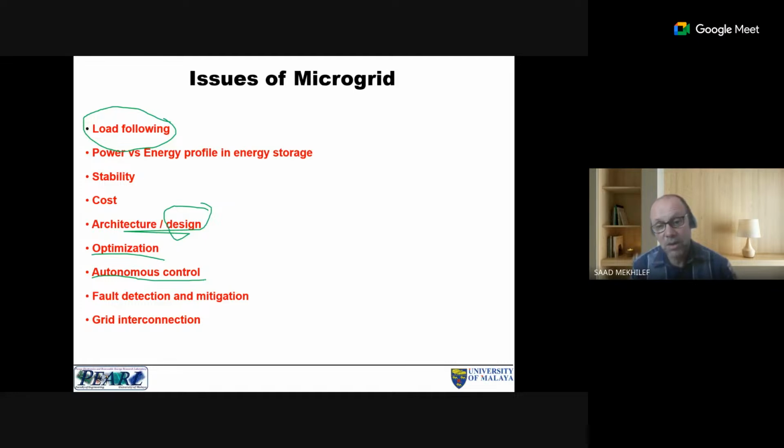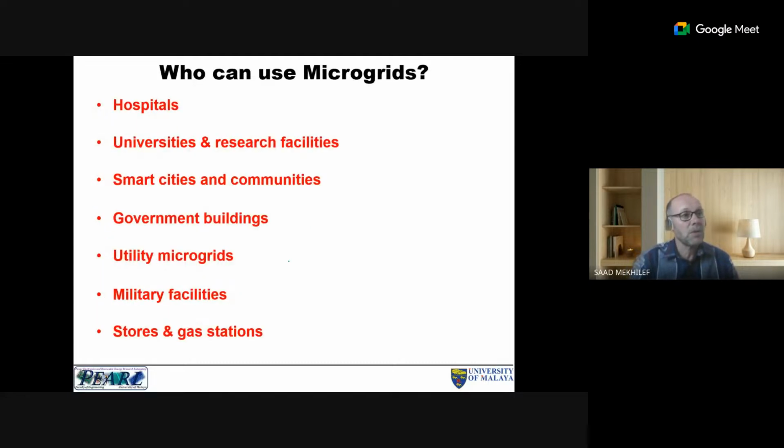Whenever you have grid connections, you have a lot of issues, because you need to match the frequency and the voltage of the grid, and sometimes the grid is highly variable. So these are some issues that we usually face with microgrids.